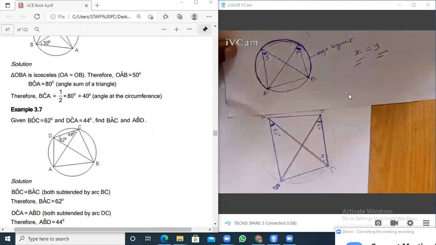Is it okay? Teacher, yes. Do the angles remain the same even though there are very many, like 5 or 3?